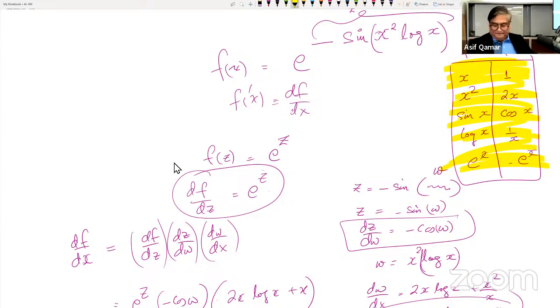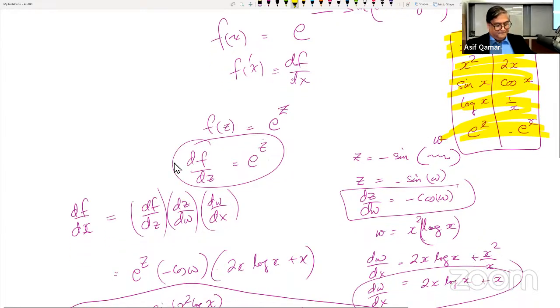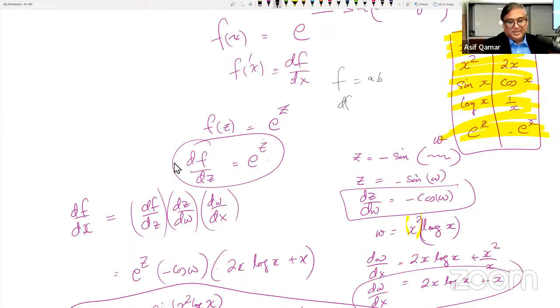I got lost when you said dw/dx is 2x log x plus x squared by x. Where did that x squared by x come from? I didn't get that. Oh, what happens is that you first take the derivative. See, the way the rule is, if you have a and b, and some function is made up of a times b, and you do df/dx, it will be da/dx times b plus a times db/dx. Is the product rule. Yeah, I should have mentioned that product rule.